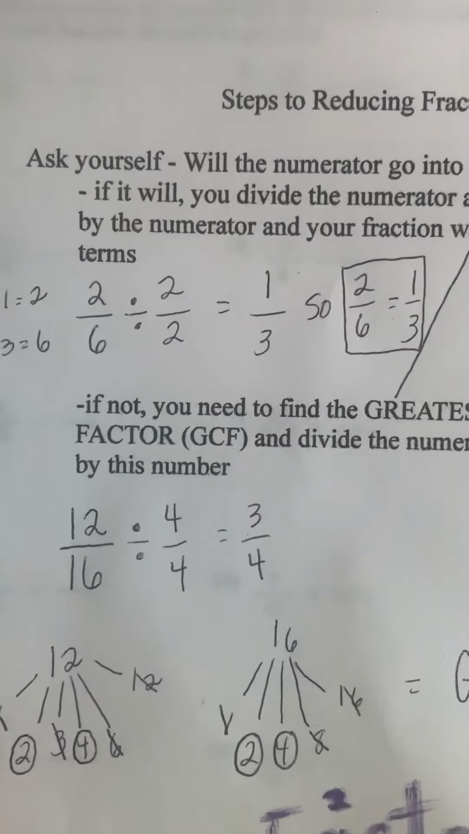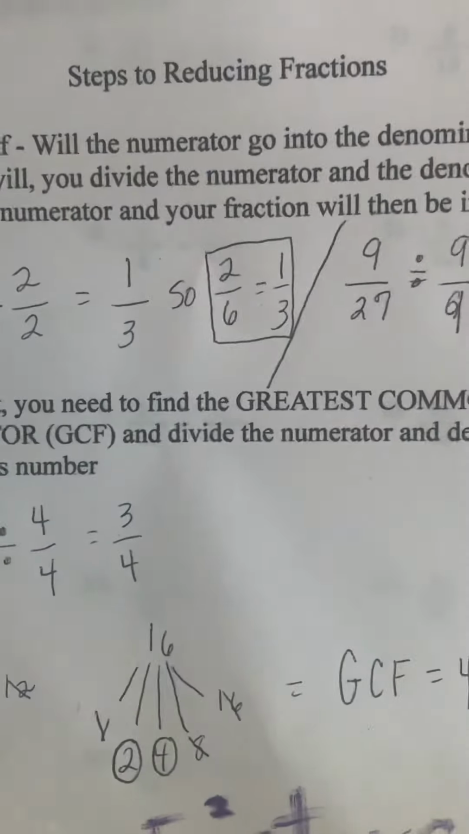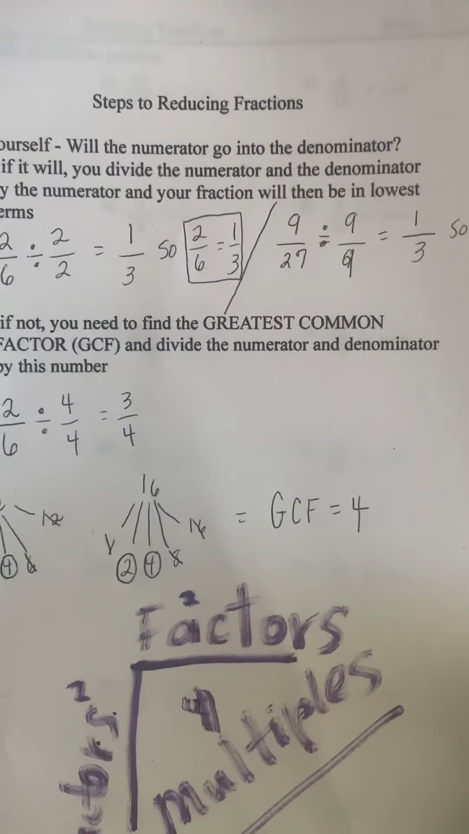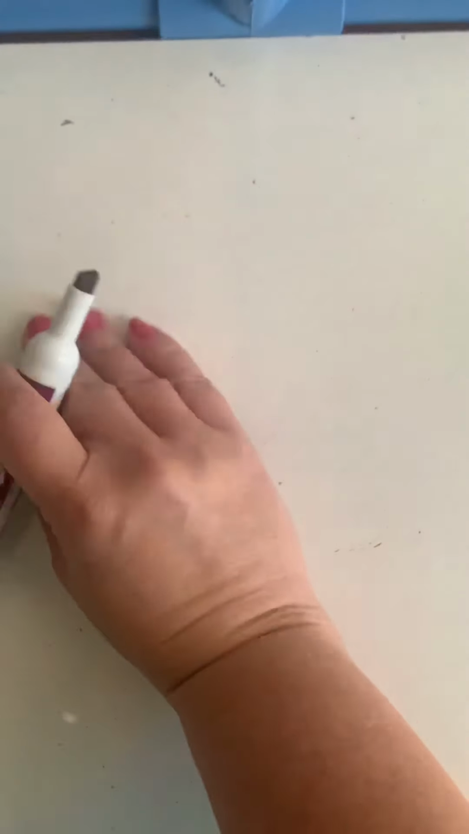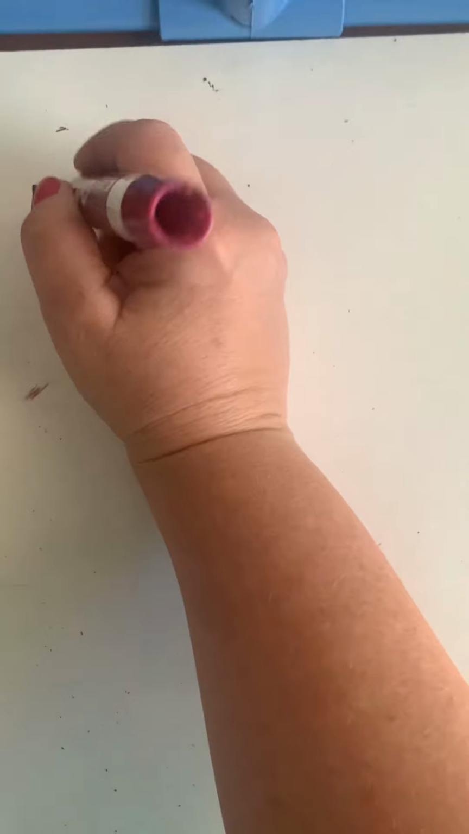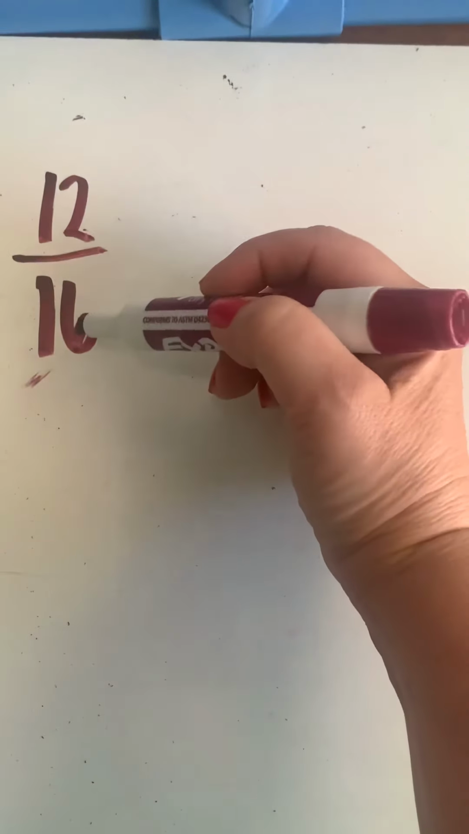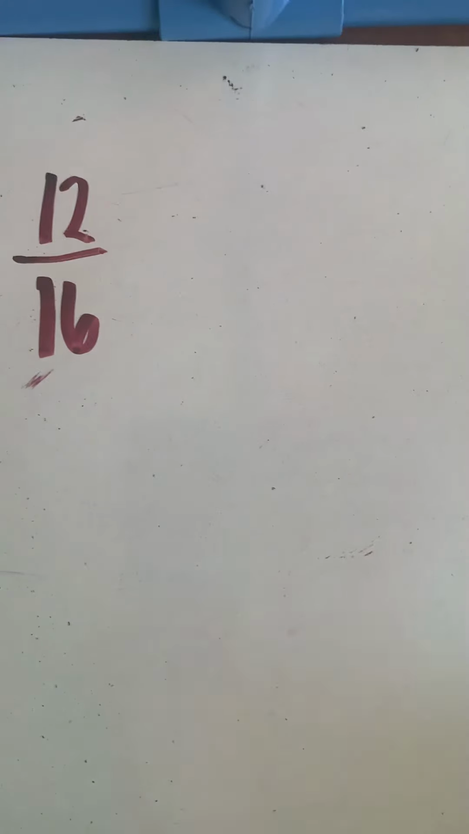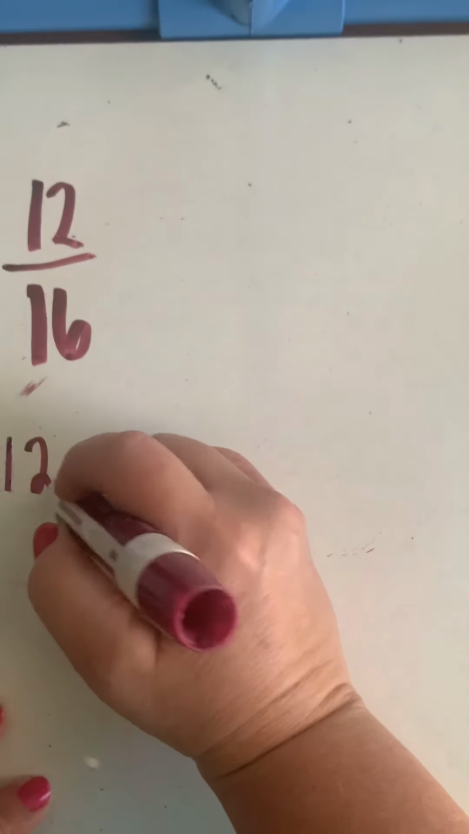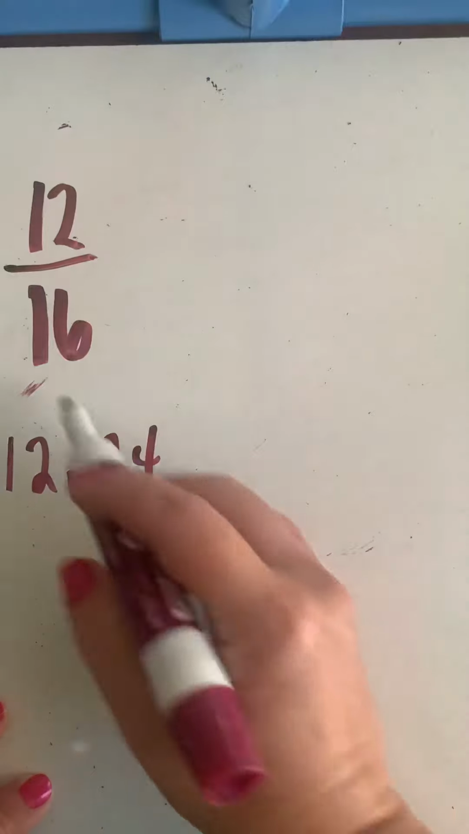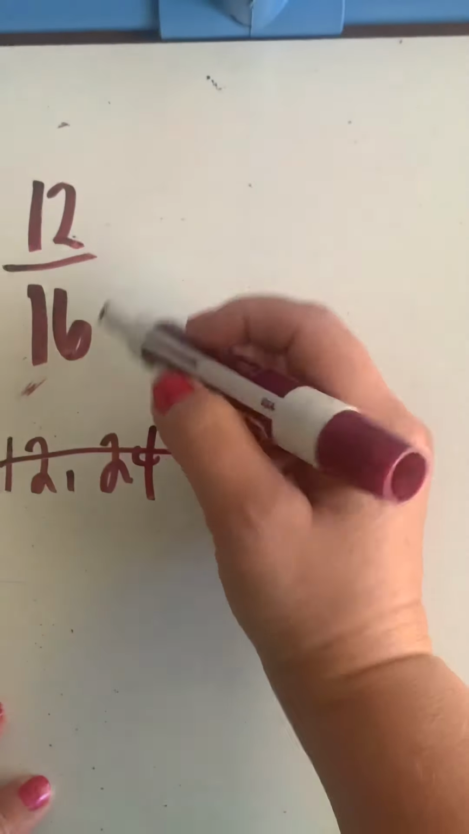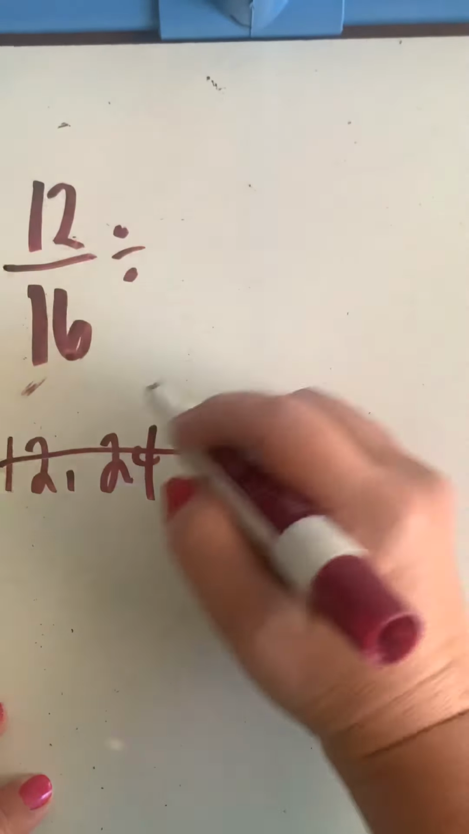We say, well, okay, that seems pretty easy. But what if we ask ourselves, will the numerator go into the denominator? Now I'm looking at this page again. So we have 12/16. This is the same one I gave you on this sheet. I'm asking myself, will 12 go into 16? Well, we know not, because 12 times 1 is 12, 12 times 2 is 24. So 16, it won't work. So I cannot divide 12/16 by 12.